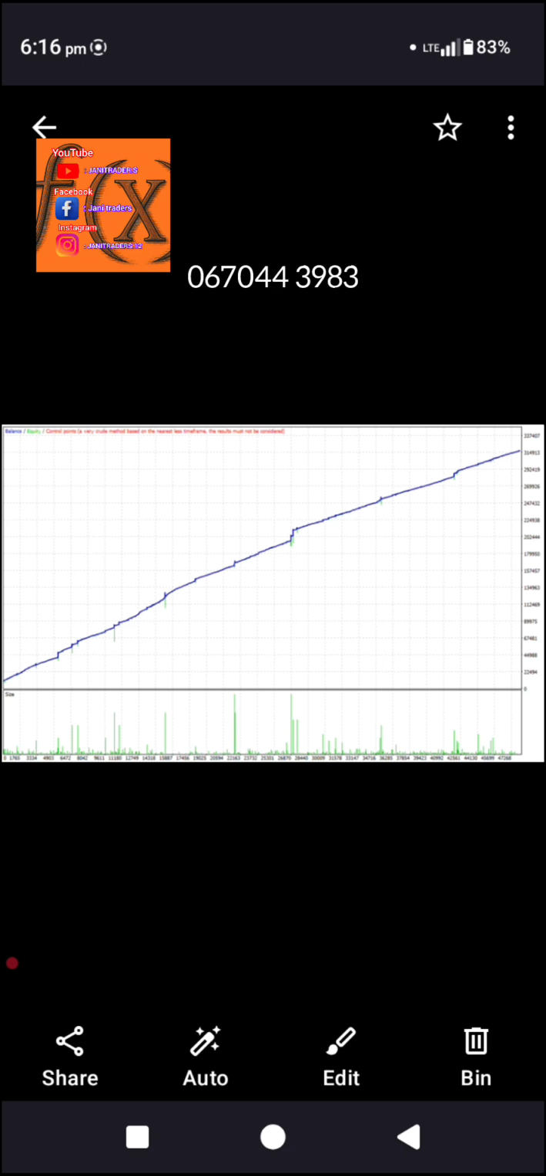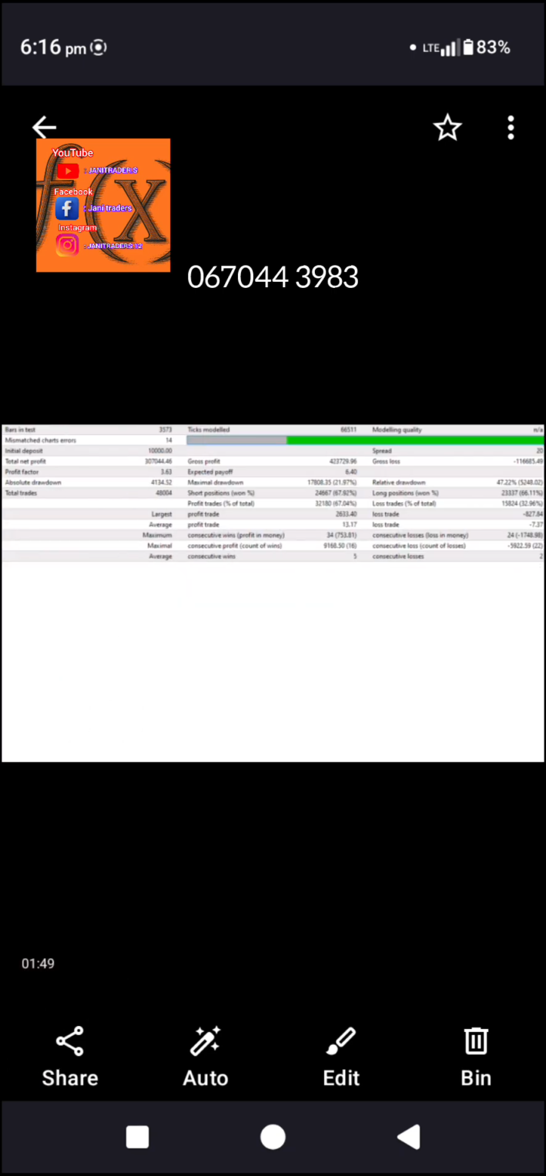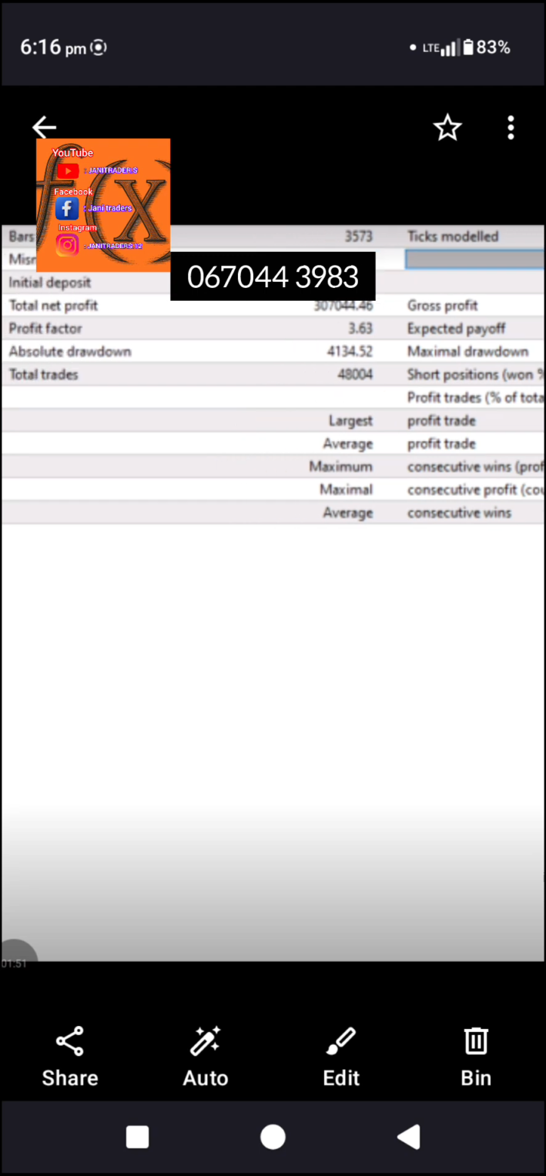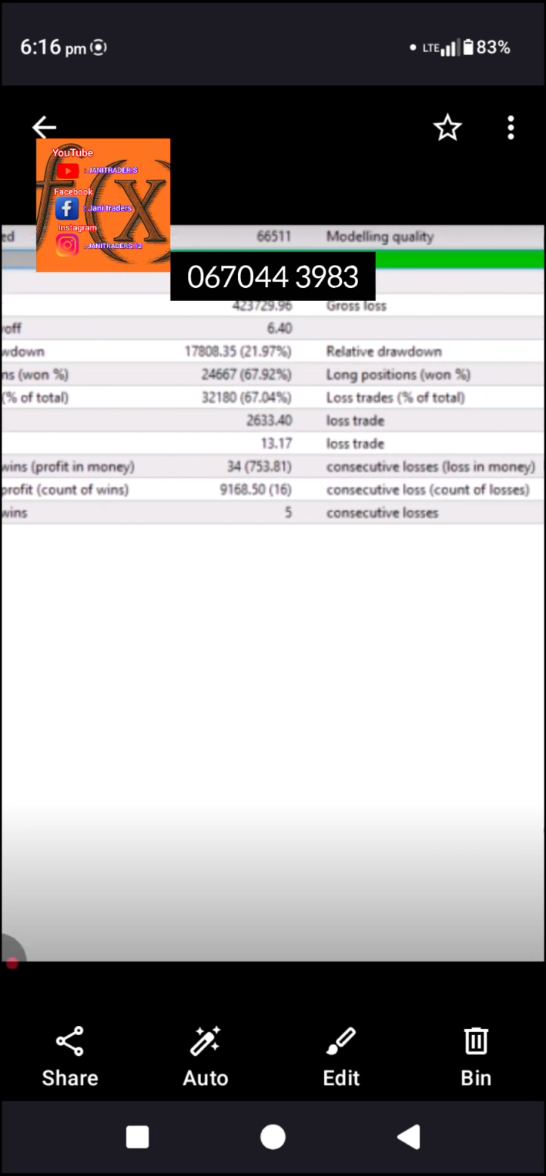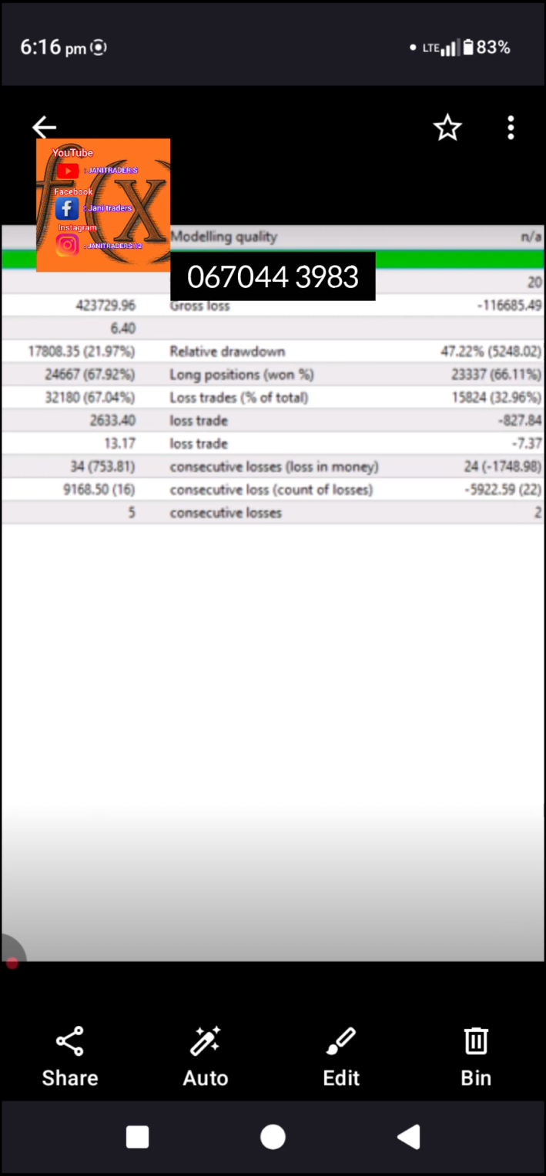As you can see, this is the test. You can see that it's a very consistent one. It's one of the best EAs that you can use to grow more in the market. So yeah, these are the settings for the EA.